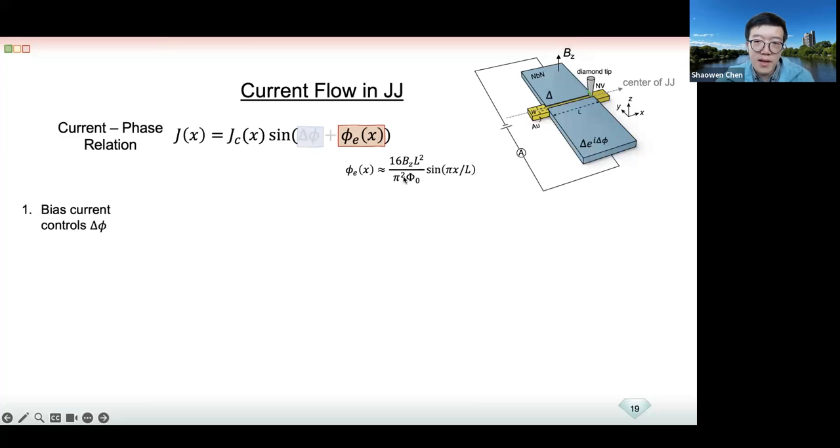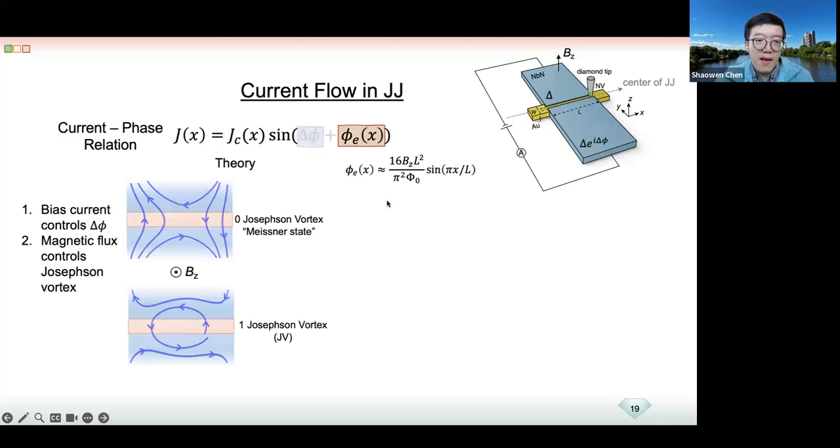And in the second part, we can see how the magnetic field changes the current flow in the junction. So basically, we have this phase, which is proportional to the magnetic field. As we ramp up the field, the current profile becomes more and more squeezed. And realistically, what that means is that we'll start to introduce vortices in the junction. Right, so in the previous case, we had zero vortices in the junction, or you can think about this as a Meissner state of the junction. And as we ramp up the magnetic field, we introduce a vortex, which is a current loop in the junction.